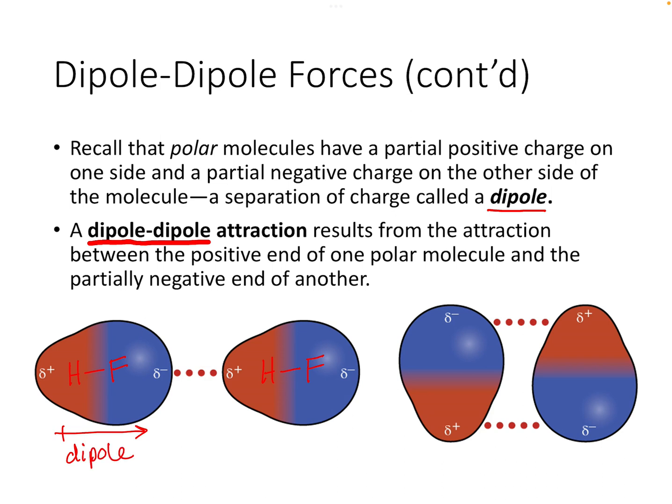And this is actually going to attract another molecule. So the positive end of another molecule is going to be attracted to the negative end of our original molecule. So our dipoles are going to line up in the same direction. Now, we could also line up our molecule side by side, and a similar thing happens where the positive end of one molecule is attracted to the negative end of the other molecule. So again, this is called a dipole-dipole force.